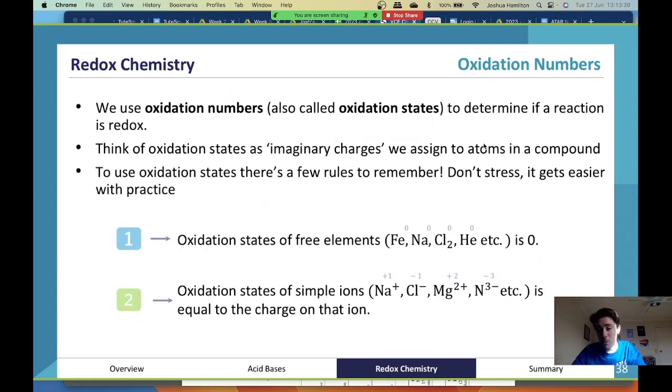Oxidation states of simple ions, so Na+, Cl-, Mg2+, N3-. These are equal to the charge of the ion. So Na+ has an oxidation state of +1. Cl- has an oxidation state of -1. So these are as they would be.